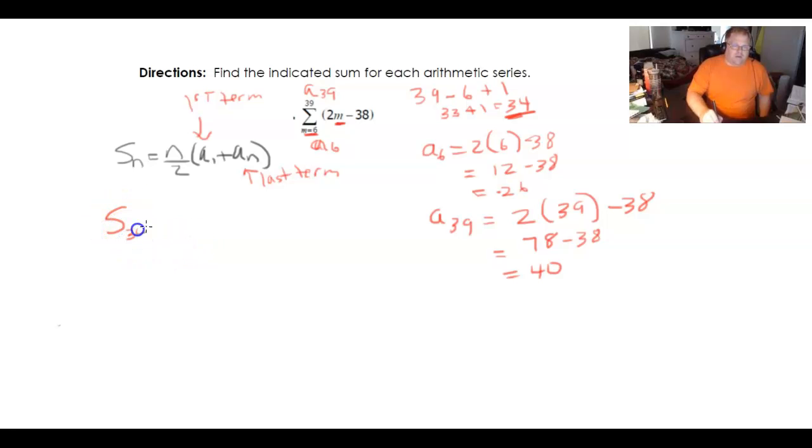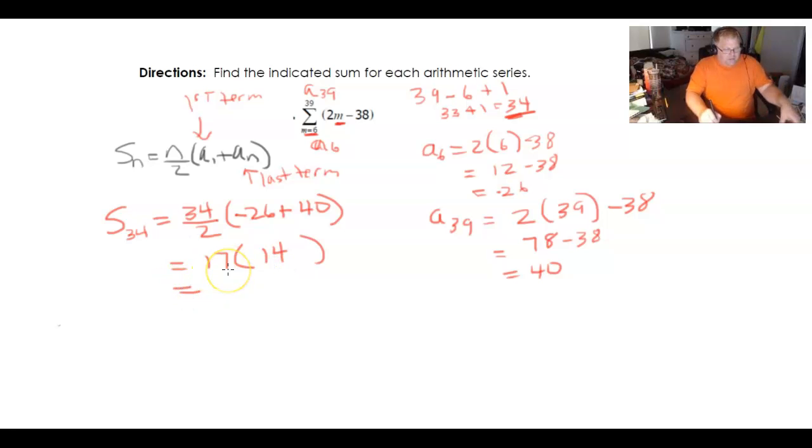So the sum of 34 equals 34 divided by 2, and then we take the two numbers that we just figured out. So the first term was negative 26 in this particular case, and the last one is 40. Okay, so let's see. 34 divided by 2 is 17, and negative 26 plus 40 is 14. And 17 times 14, calculator, let's see, 17 times 14 is 238. So the sum of those numbers is 238.